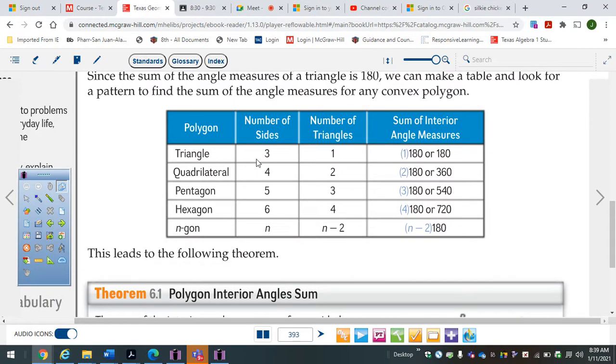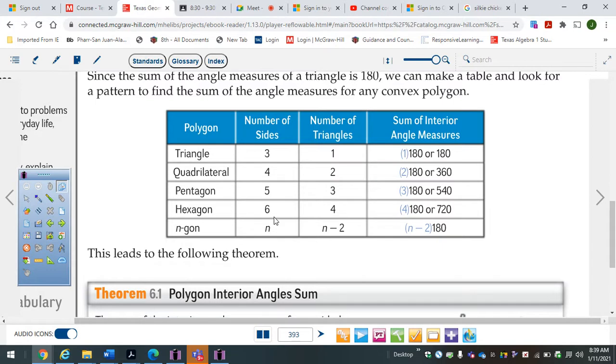So a triangle, 3 sides. There's a total formation of 1 triangle, total degrees 180. Quadrilateral, 4 sides. You can form 2 triangles, 2 times 180, 360. Pentagon, 5 sides. You can form 3 triangles, 3 times 180, 540. Hexagon, 6 sides. You can form 4 triangles.